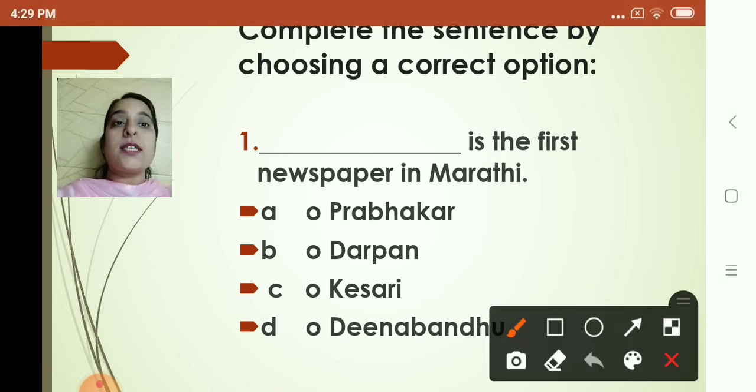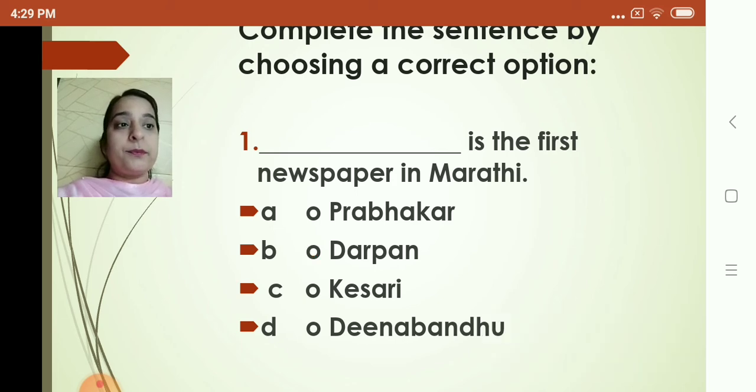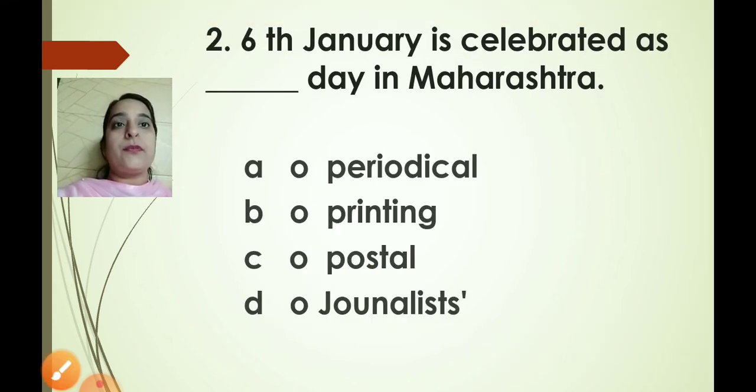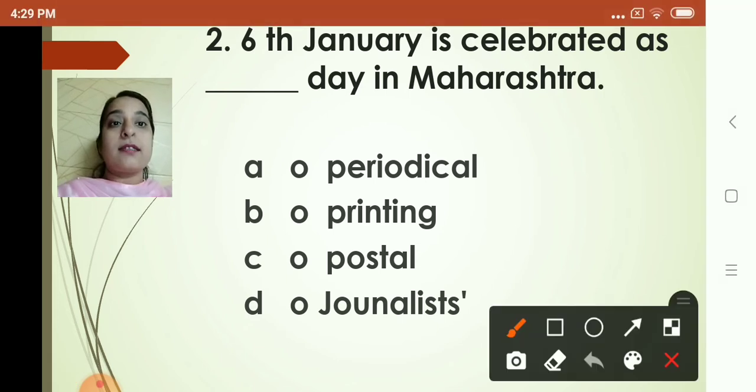Yes. So which is the answer here children? Dash is the first newspaper in Marathi. Yes, it's Darpan. Yes, so you have to click on Darpan. Okay. Now next one. 6th January is celebrated as Dash Day in Maharashtra. Yes, it is celebrated as Journalist Day, or you can say Patrakar Din. Okay, Journalist Day in Maharashtra.